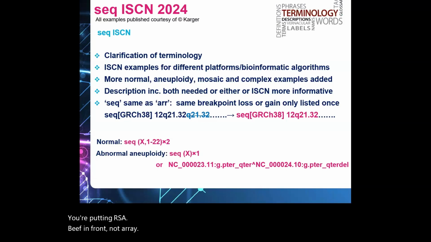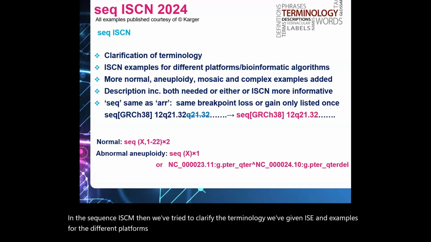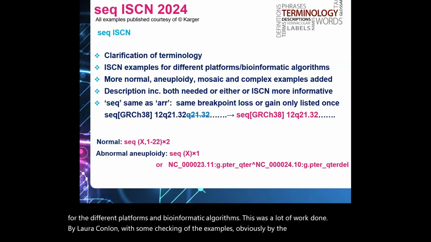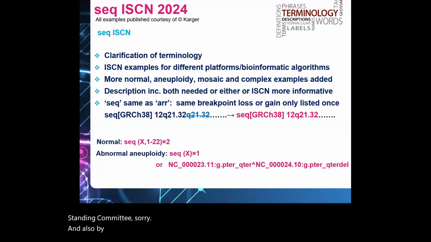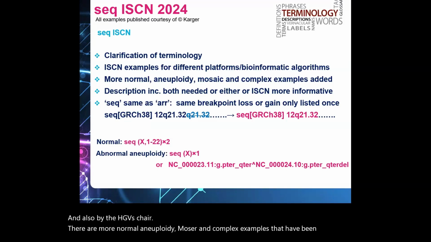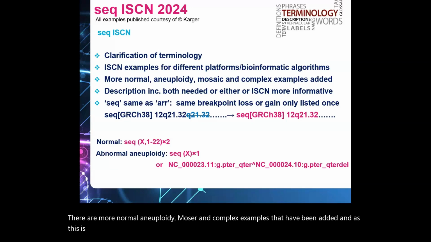In the sequence ISCN, we've tried to clarify the terminology. We've given ISCN examples for the different platforms and bioinformatic algorithms. This was a lot of work done by Laura Conlin, with some checking of the examples, obviously by the standing committee, and also by the HGVS chair. There are more normal, aneuploidy, mosaic and complex examples that have been added. And as this is used and adopted more, there'll be more examples given.